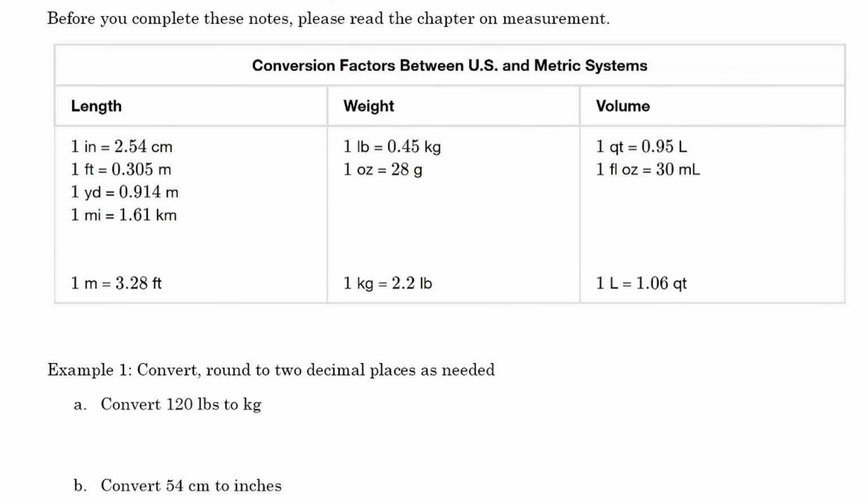For length, we know that an inch is 2.54 centimeters, a foot is 0.305 meters, etc. And then for weight, we know that 1 pound is 0.45 kilograms, 1 ounce is 28 grams, a kilogram is 2.2 pounds. This one you use a lot. 1 kilogram is 2.2 pounds. And then volume, convert between quarts and liters, ounces and milliliters. This one you use a lot. Liters and quarts. So we've got all sorts of conversions.